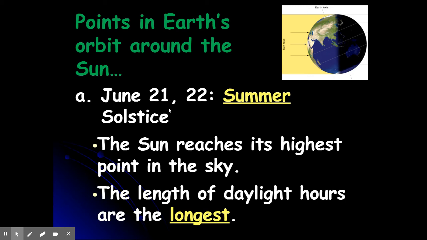Again, we're talking about where we are here in Texas. So all of these dates and seasons that we're talking about are applicable only to us. It would be opposite in the southern hemisphere. The dates would be the same, but the seasons would be opposite. So June 21st or 22nd is our summer solstice, the first day of summer, the longest day of the year.